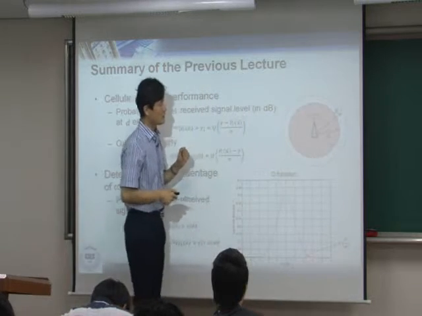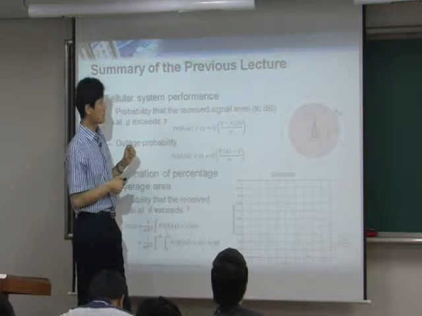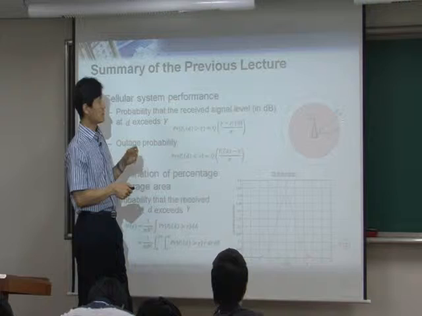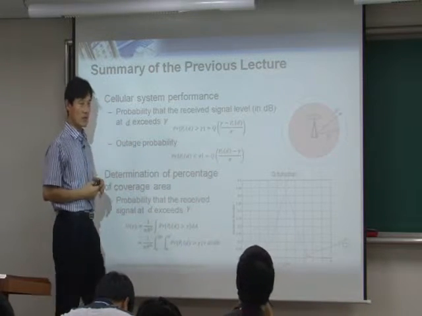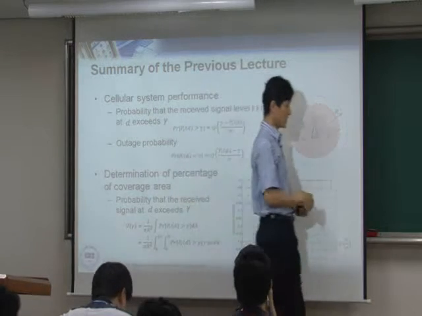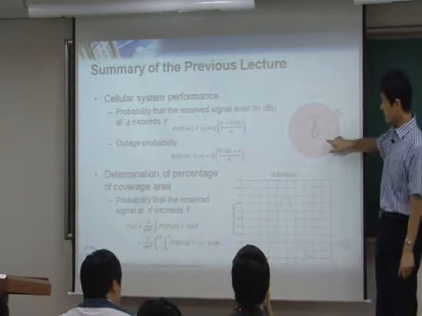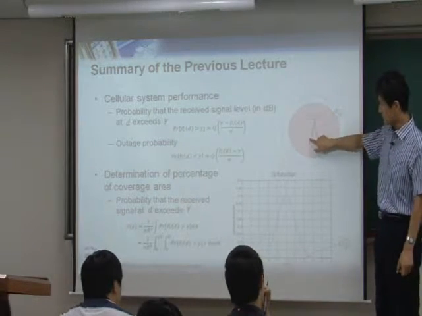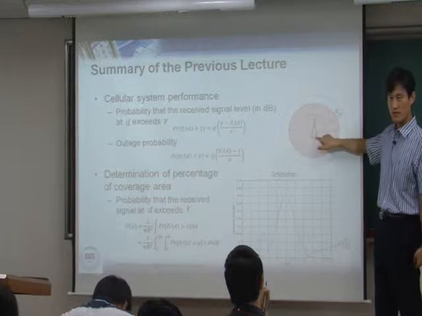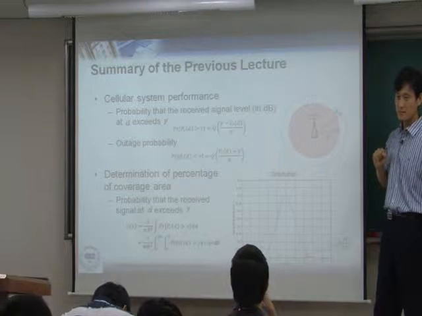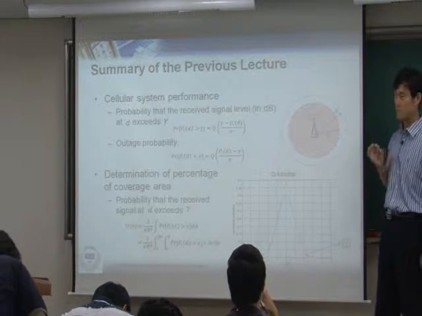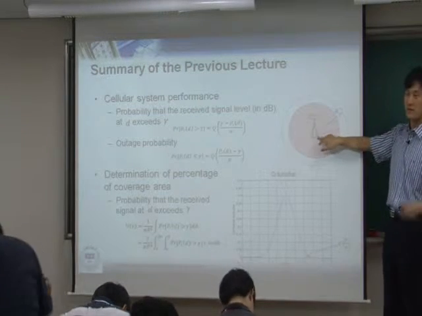Based on that, what we want to find out is the probability that someone is in outage, called the outage probability. How can you find that outage probability? Simply speaking, think about some users who are close, nearby the base station. What is the outage probability for them? Almost zero, right? Almost zero, because they are nearby.